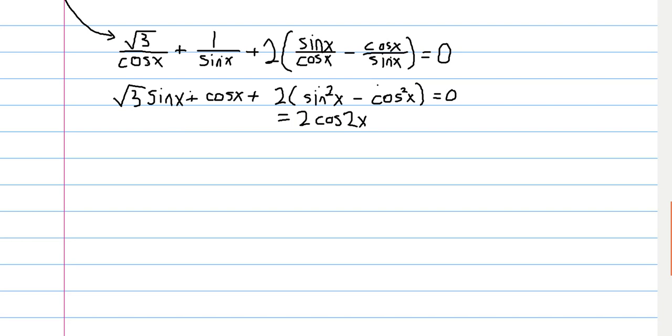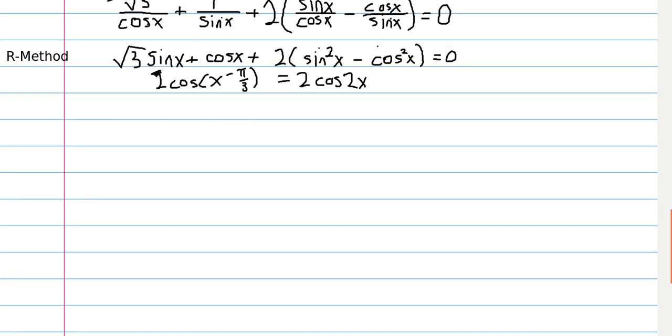As for this part, square root of 3 sine x plus cosine x, I'm going to use something called the R method. And if you don't know what that is, I'll have links about it in the description. But using the R method, we can transform this sum into a single trig function, which would be 2 cosine of x minus pi over 3. And we can just get rid of the 2's on both sides.